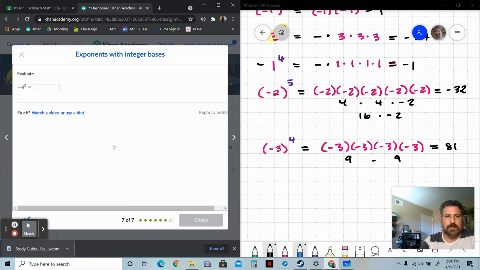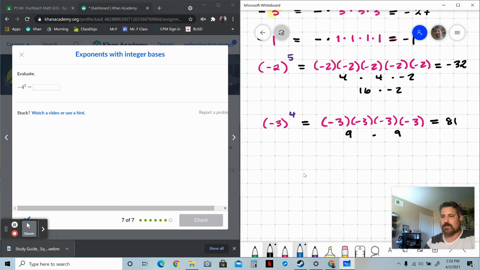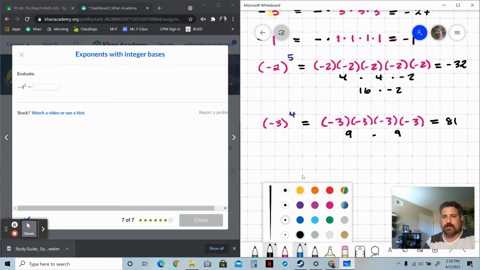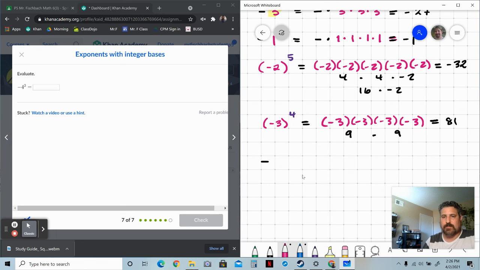And then our next one is going to be negative 4 and then to the third power, but there's no parentheses. So once again, this is the same as negative times the base of 4 raised to the third power. That's what this means. And so this would be negative times the quantity of 4 times 4 times 4. What is 4 times 4 times 4? That's going to be 16 times 4 is 64. So the answer here is that this is actually negative 64.